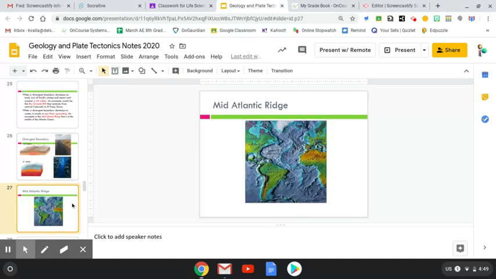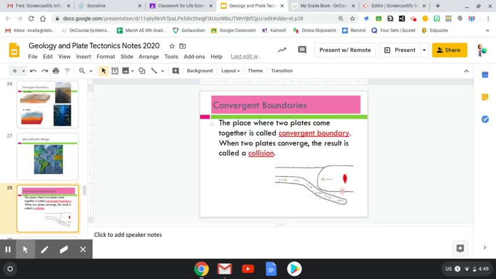In the Mid-Atlantic Ridge, again, here we are here in New Jersey, right here, and the Mid-Atlantic Ridge kind of goes right across in our ocean. The last one is convergent boundaries. Convergent boundaries is when two plates come together. When two plates converge, the result is a collision.